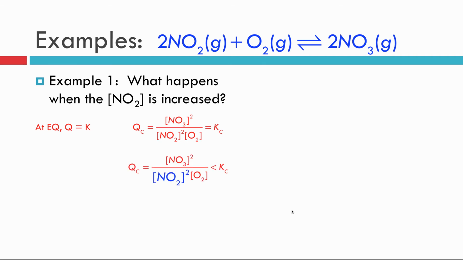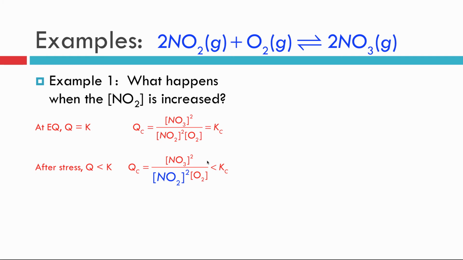Well, the NO2 would get larger. So that would mean one of the pieces in the denominator would get larger. And we know that Q is equal to this expression at all times. Well, currently, we're no longer at equilibrium. We were at equilibrium up here, but now the denominator is larger, so Q has gotten smaller. That means Q is now less than K. If Q is less than K, then we now need to look at which direction this will move.